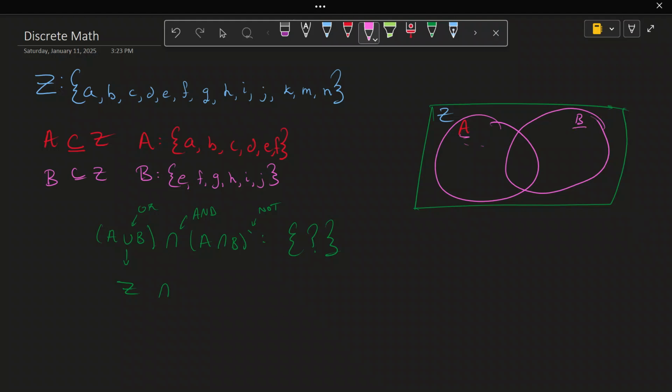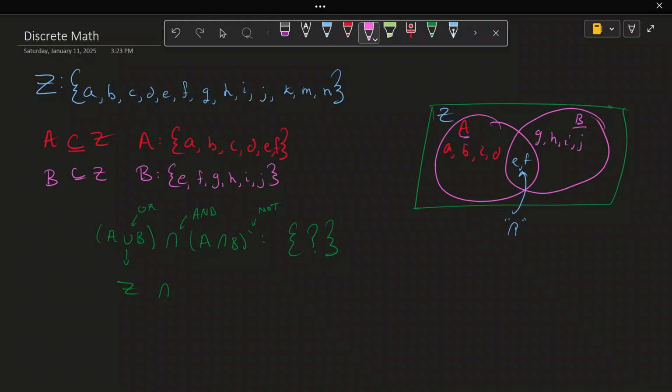And what does A have that B does not? Well, A has A, B, C, and D. What does B have that A does not? It has G, H, I, and J. And what do they share? What do they have in common? Well, they have, let's see, E and F in common. So this here is your and. What do they have in common? They have E and F in common.